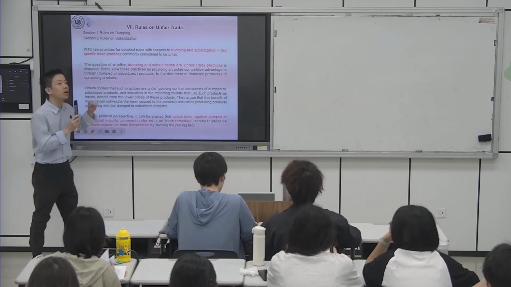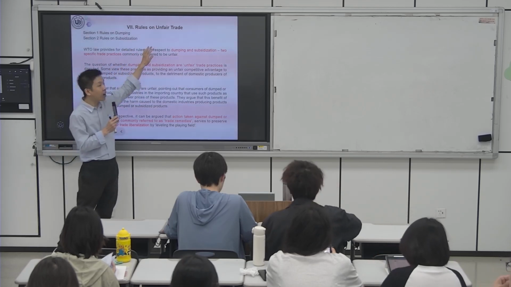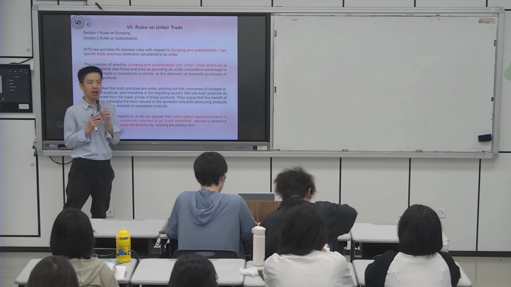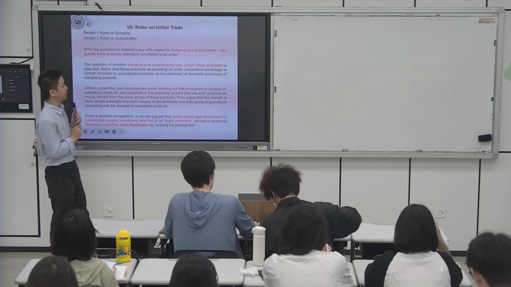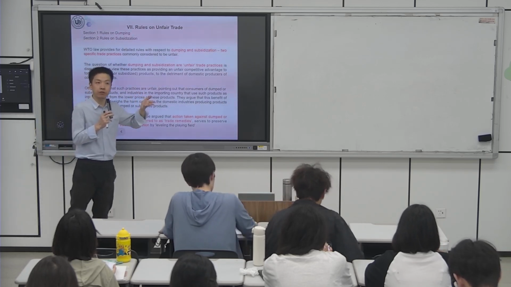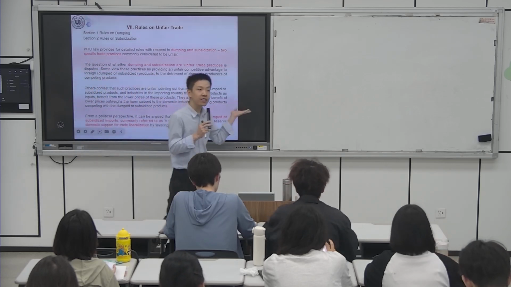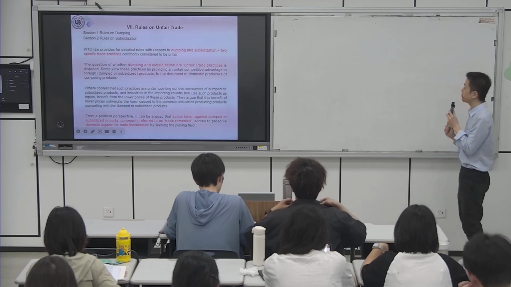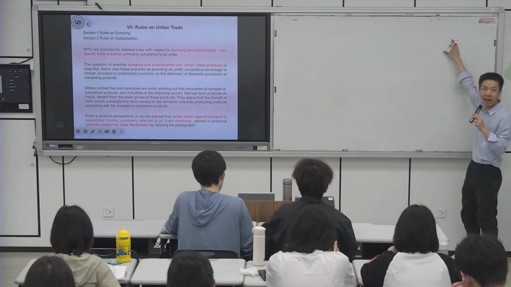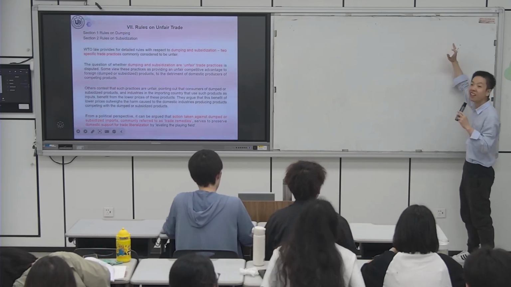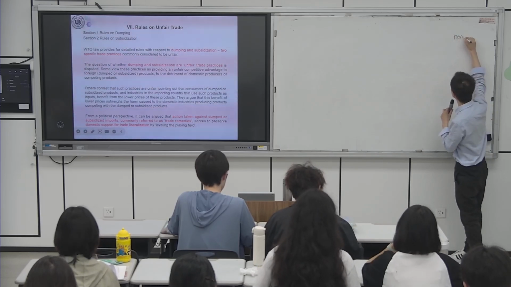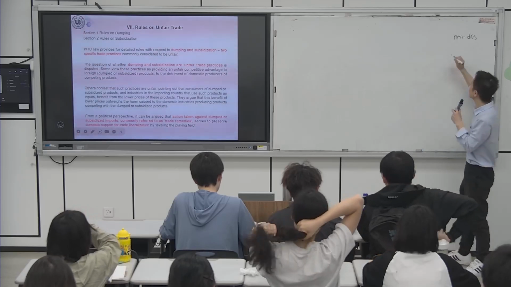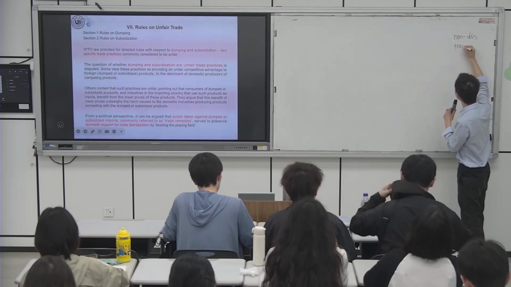Okay. The title of Chapter 7 is Rules on Unfair Trade. It is another chapter concerning the substantive rules of the WTO law. What are the two other chapters we've learned about the substantive rules? Chapter 5 is about rules on non-discrimination. Good. And Chapter 6 is about rules on barriers. We'd better call it trade barriers.